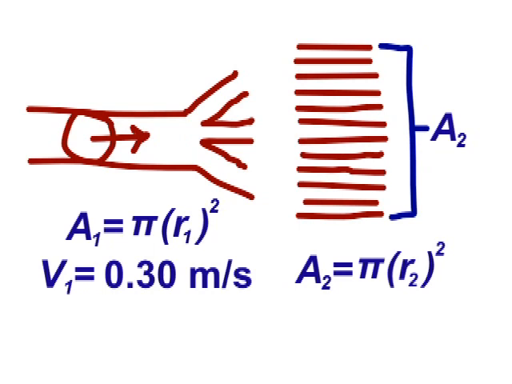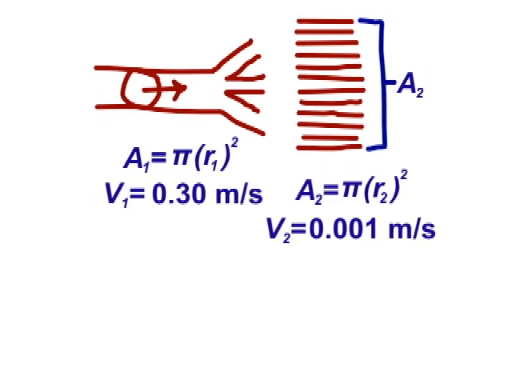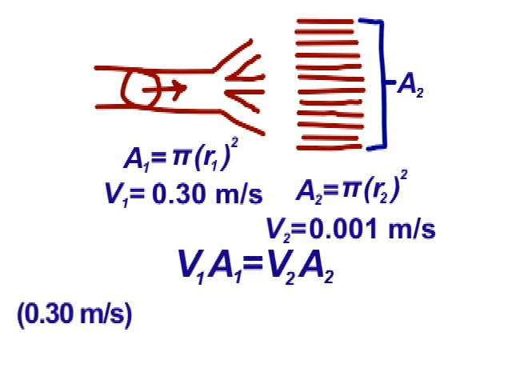I know the velocity at this point, V2, is 0.001 meters per second. Then I use the continuity equation: V1 times A1 is equal to V2 times A2. Since it's slowing down, we know for a fact that the total area has to be getting bigger. So I have 0.30 meters per second times the area, which is pi times the radius, and we're given the radius as 0.90 centimeters, squared.